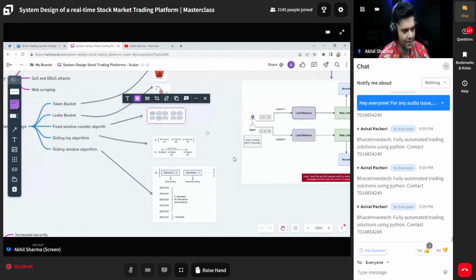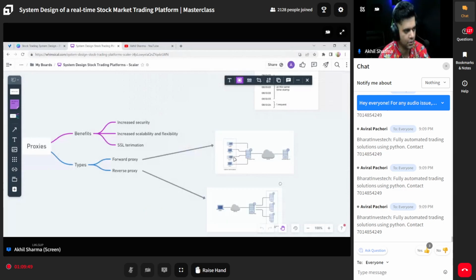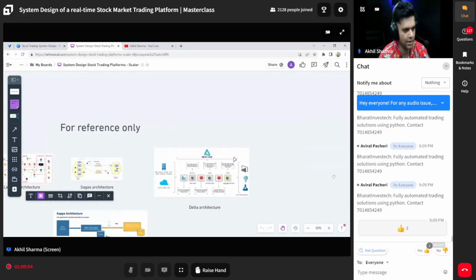And so if you want to go into depth in rate limiting, into proxies, how proxies work in depth, all of that information is also here. And for advanced reference only, there are multiple advanced architectures like Delta, Sagas, Lambda, and Kappa architecture. All of that is also here.